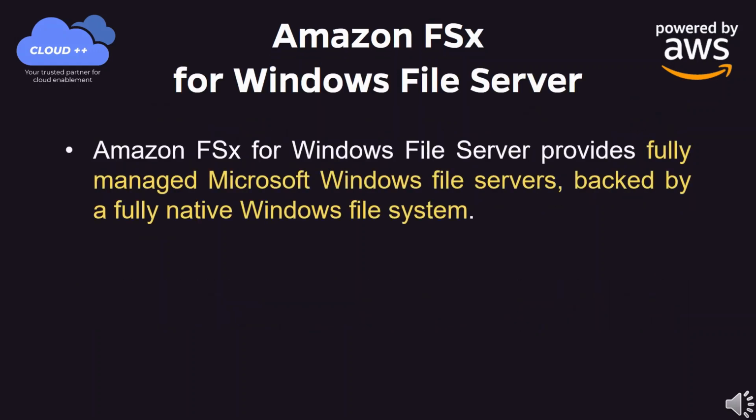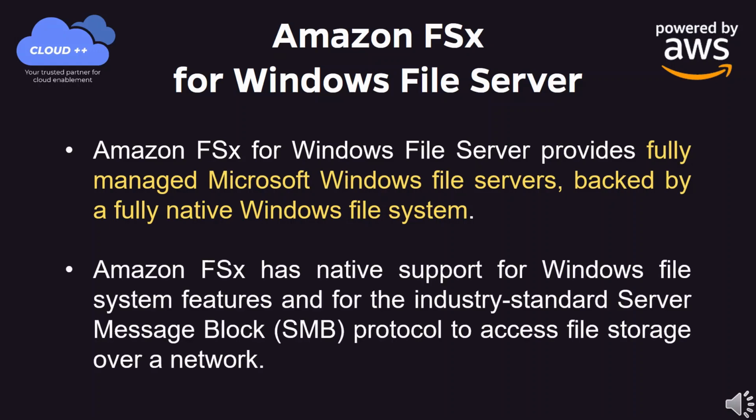Amazon FSx for Windows File Server provides fully managed Microsoft Windows file servers, backed by a fully native Windows file system. It has native support for Windows file system features, and for the industry-standard Server Message Block (SMB) protocol, to access file storage over a network.